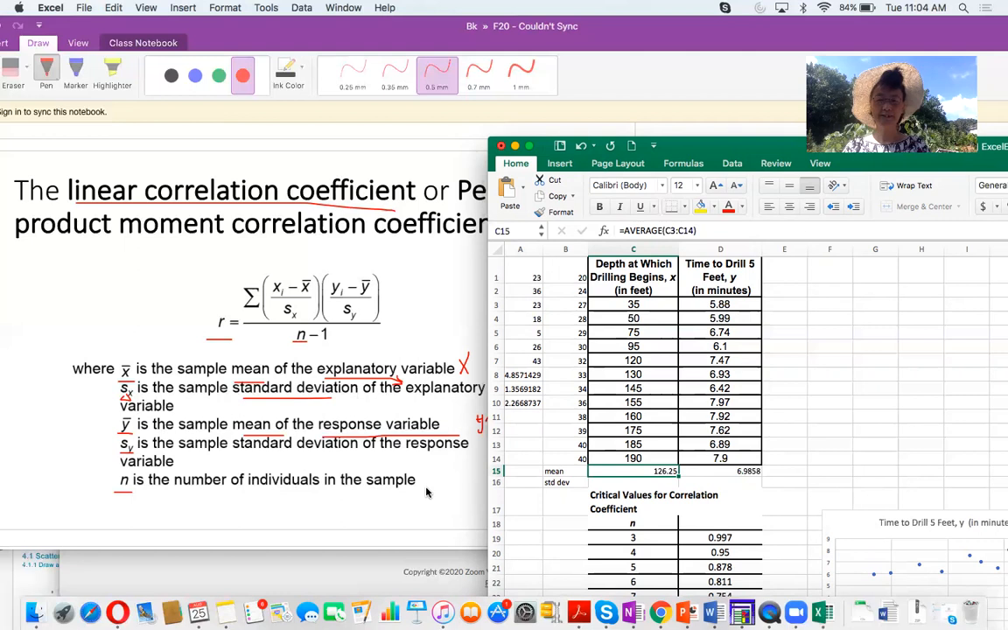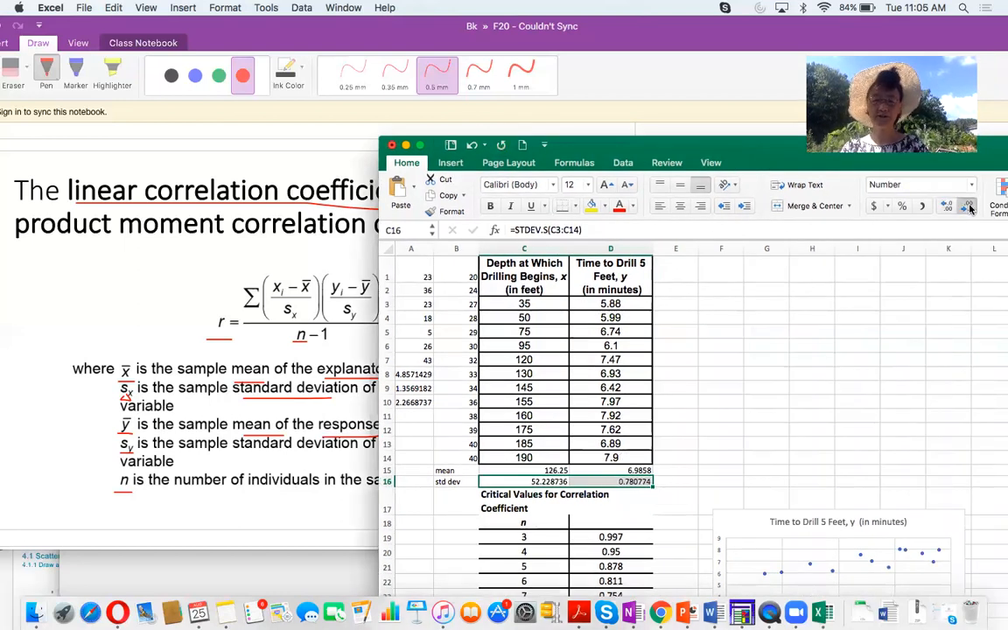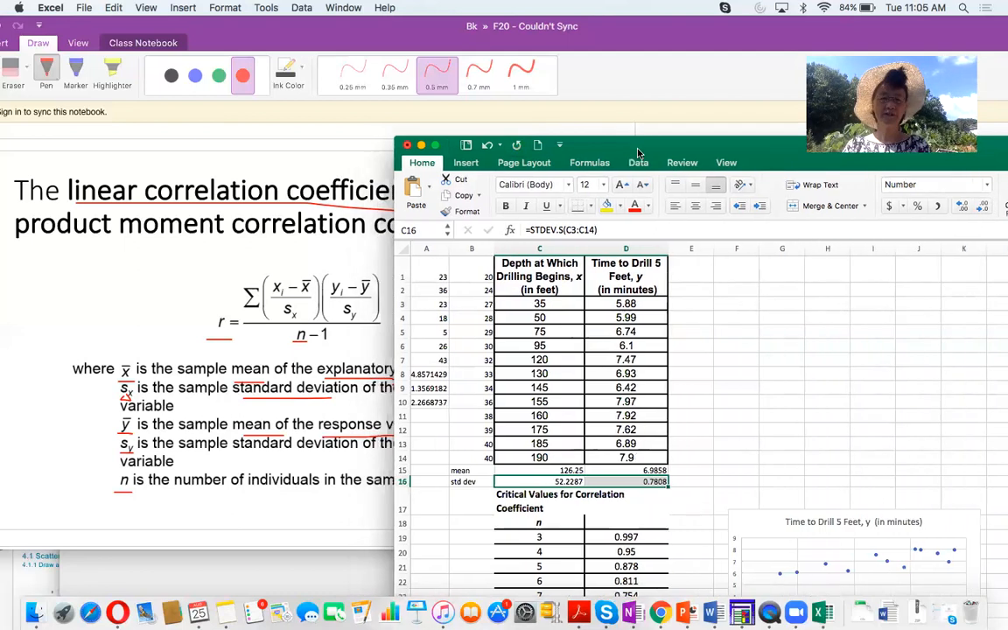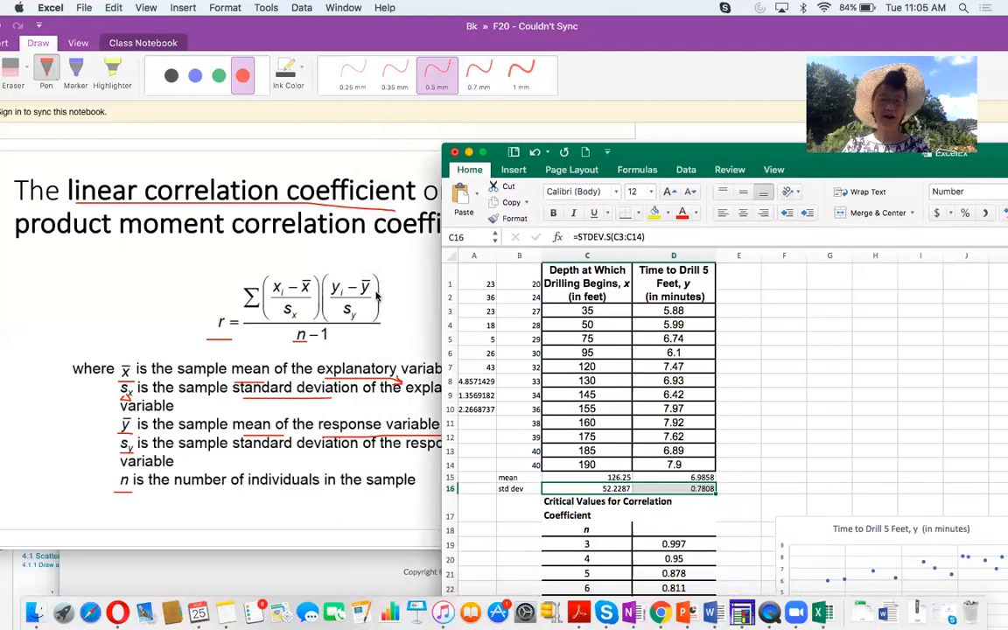So we also need standard deviation. Standard deviation for X, STDEV.S means sample. Standard deviation is 52.22. And copy down the formula. Standard deviation for Y, 0.78. So I'm going to keep just 4 decimal places. Okay. So I have X bar, Y bar, SX, SY.